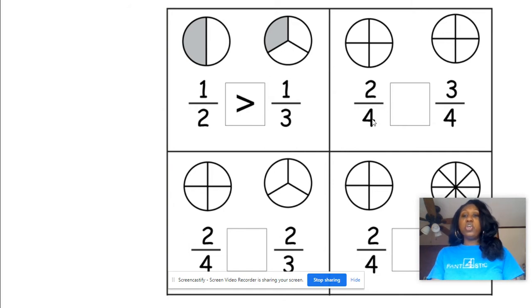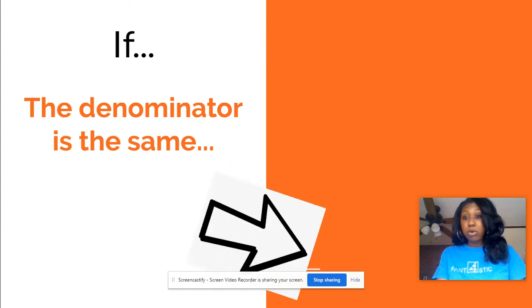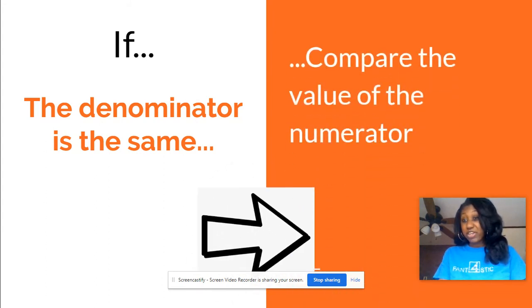Let's look at 2/4 and 3/4. We're going to compare them, which means we're going to look at what they have in common, and then we're going to decide which one's larger or which one's smaller. So what do you notice? What do you see with the denominators? Yeah, the denominators are the same. What do you notice about the numerators? The numerators are different. So we talked before, we said, if the denominator's the same, all we have to do is compare the value of the numerator.